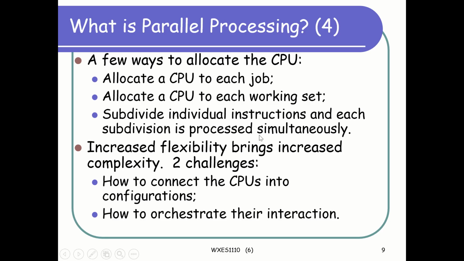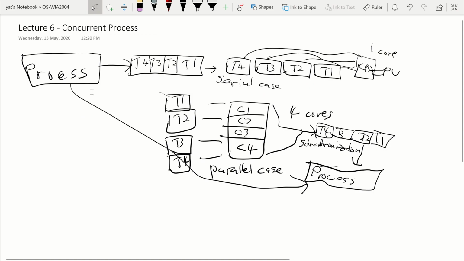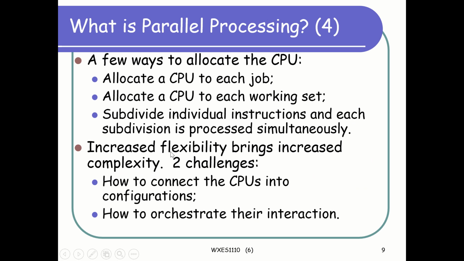And each subdivision is processed simultaneously, like this one. You do a parallel case, D1, D2, D3, D4, so you do each processor. Subdividing increases the flexibility, and increased flexibility brings increased complexity. Even though this is fast and reliable, and much more work can be done at one time, unfortunately it will also increase the complexity of the system.